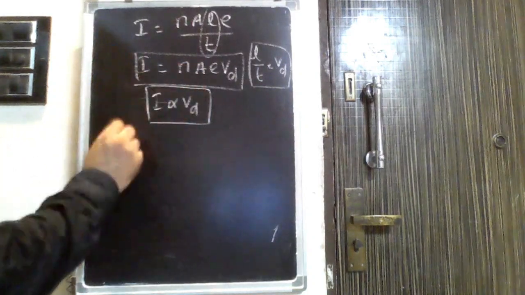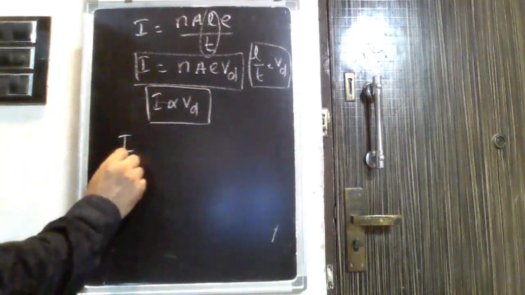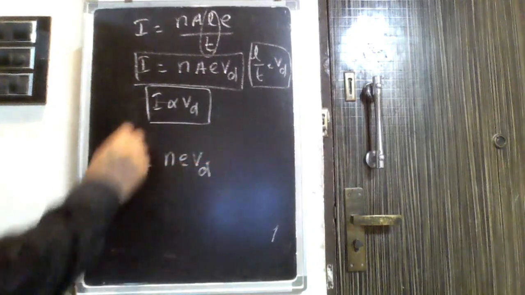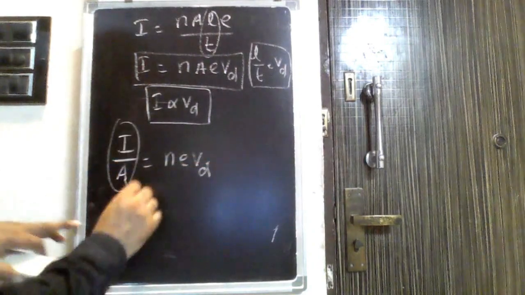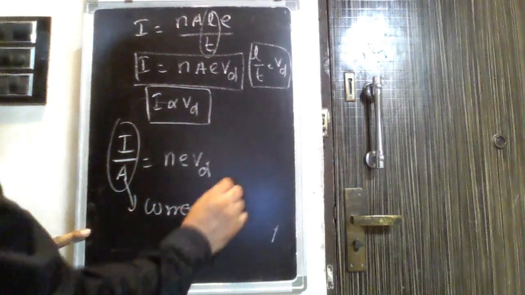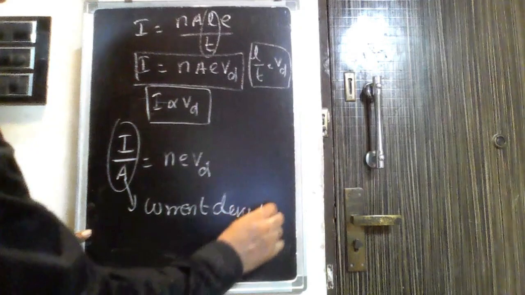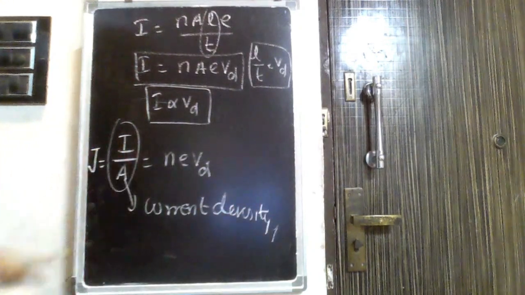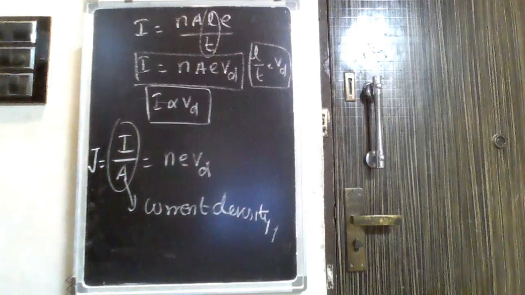If I take the area down, imagine I take current by area, then I'll have the formula neVd. This current upon area is always called current density. So there's another name now coming into the picture: current density, which is current per unit area, and this is denoted by J. So current is normal I, and J is current by area.